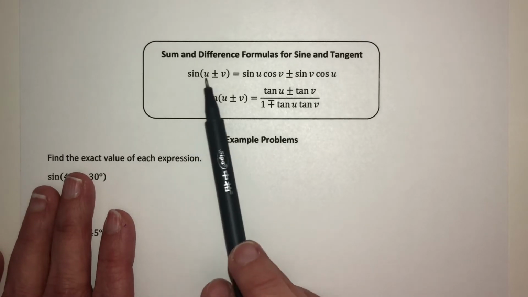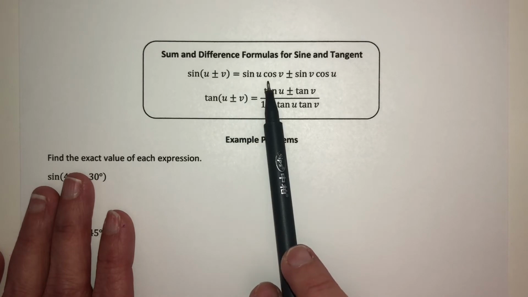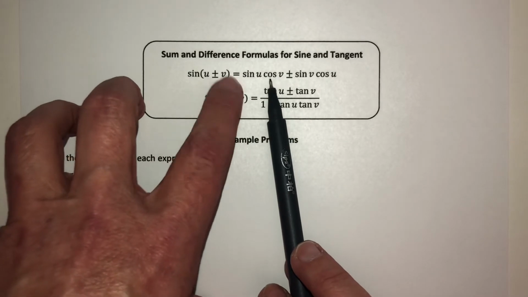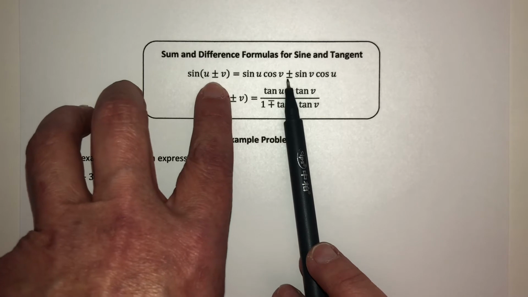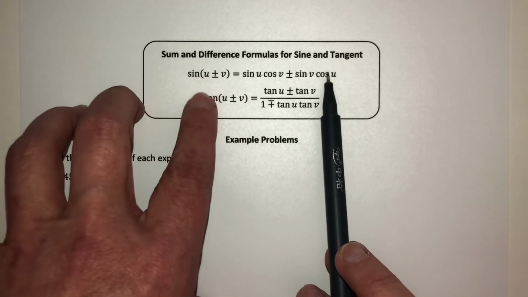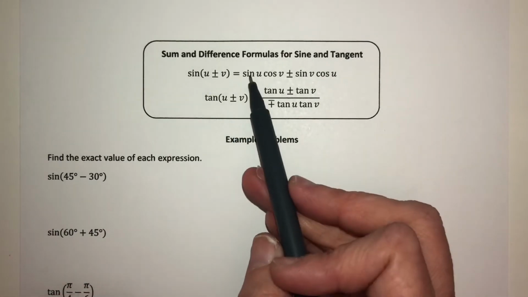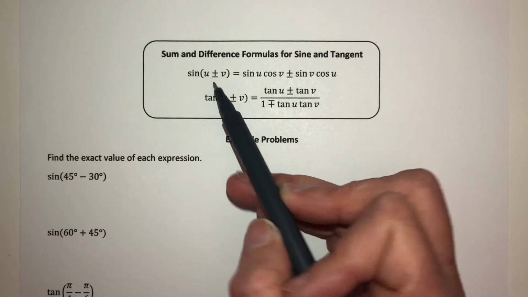If you have sine of u plus or minus v, sine mixes the cosine and sine. So you have sine of the first one times cosine of the second one, either plus or minus, and your signs are going to match here. Sine of your second times cosine of your first. Cosine does cosine, cosine, sine, sine, and the middle sign is opposite. Sine mixes cosine and sine, but you get to use the same symbol in the middle.